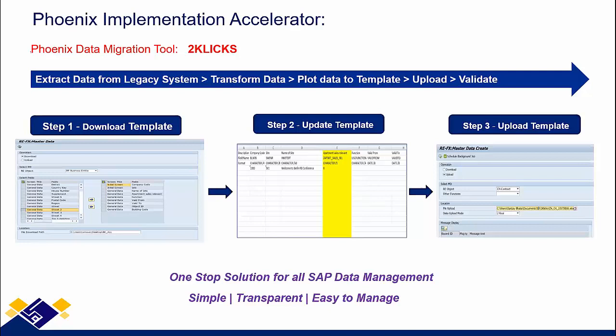So the whole implementation or data migration can be done in 3 steps. Number 1 is download the template. It's a very simple Excel-based template. I'm going to show you as part of the demo. You update the template with all the lease information and then upload the template. So it's as easy as completing your entire data migration in 3 steps.